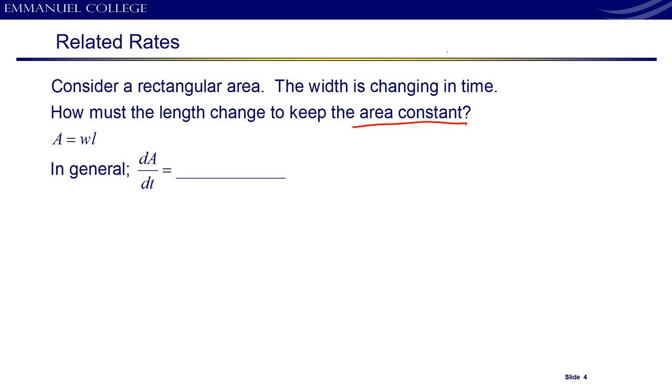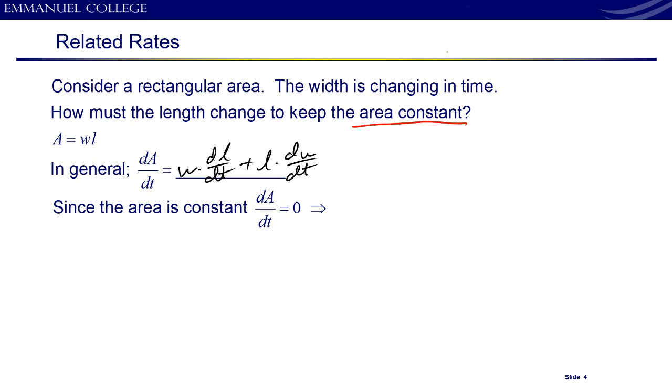So if we were to take the derivative of the area with respect to t, not taking into account that the area was constant, we would just get the first times the derivative of the second plus the second times the derivative of the first. So we have the width times the rate of change of the length plus the length times the rate of change of the width. Now, if the area is constant, like we said, that means the derivative is 0.